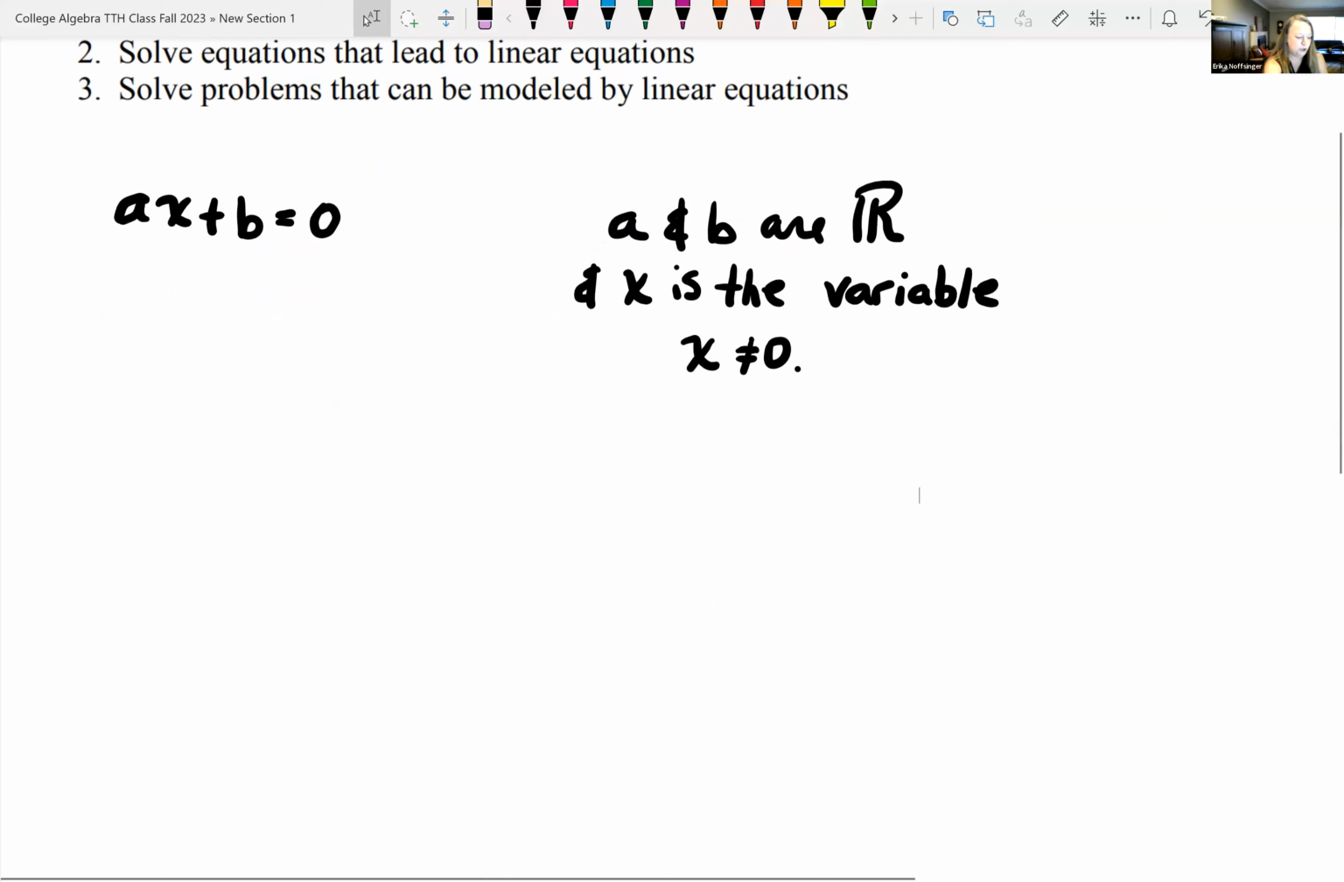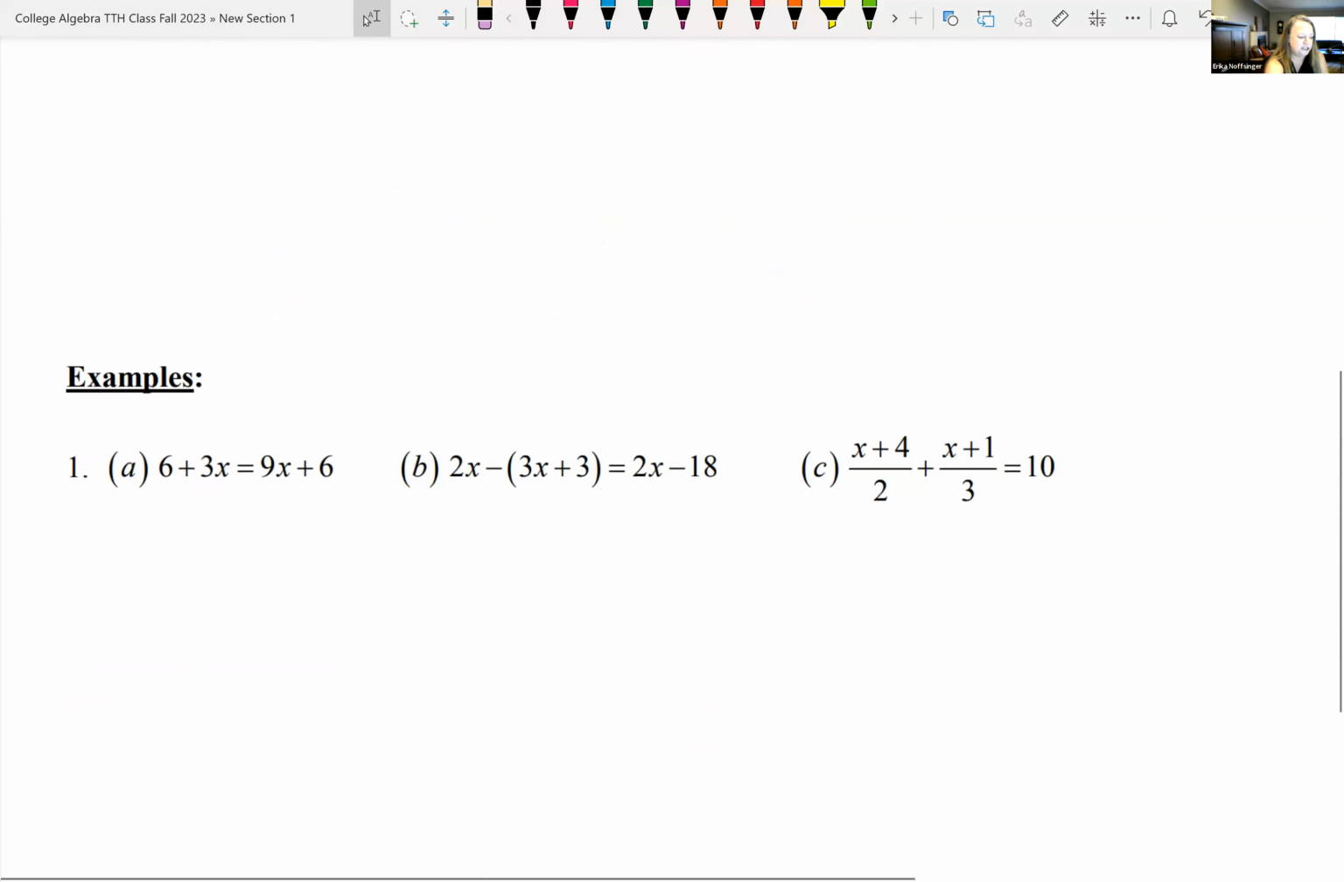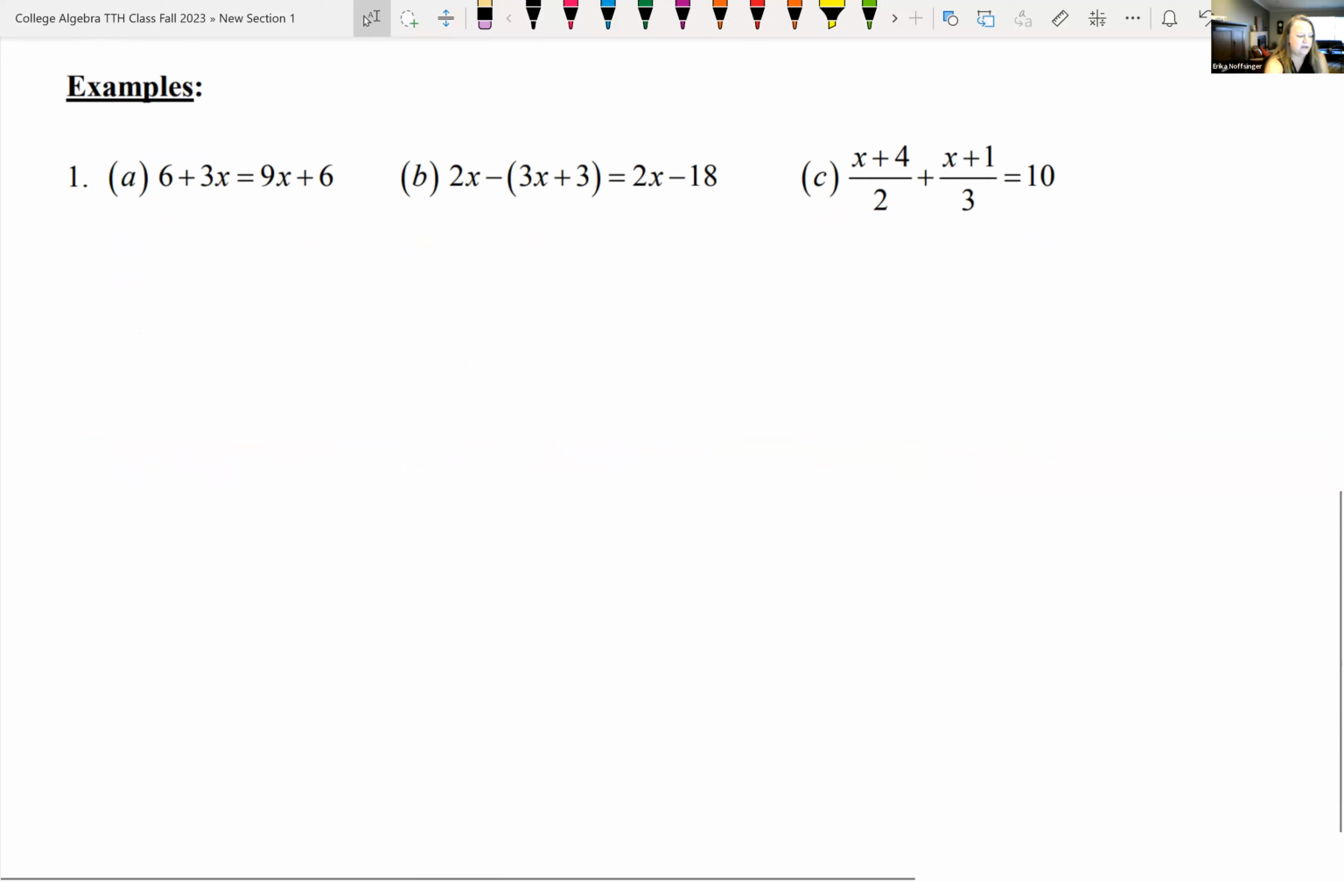So here are a couple of simple, hopefully simple, linear equations. In front of you, we have 6 plus 3x equals 9x plus 6. That's our first equation we're going to look at. Notice that 6 plus 3x, those are not like terms. That 6 doesn't have an x on it, so we can't combine or add those. On the other side of the equal sign, we have 9x plus 6. There's nothing else that we can do there to simplify that side. So it's simplified on both sides of the equal sign.